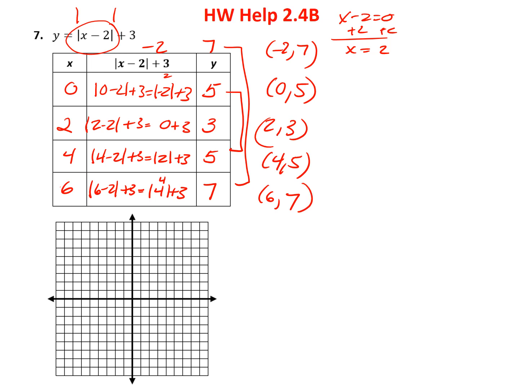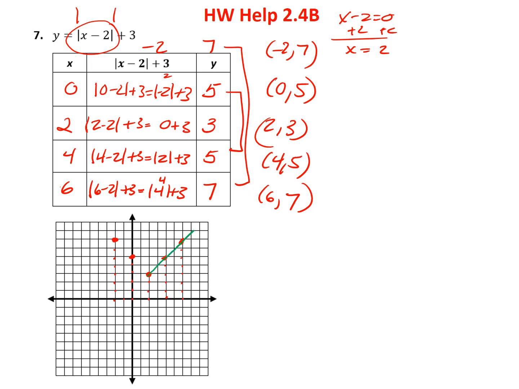All right, so let's graph. First one, negative 2, 7. 1, 2, 3, 4, 5, 6, 7. And then 0, 5. 0, 1, 2, 3, 4, 5. And then 2, 3, over 2, up 3. Now we're going to start going back up. Over 4, up 5. Notice how those are on the same line. And then 6, 7. Over 6. And then up 7.